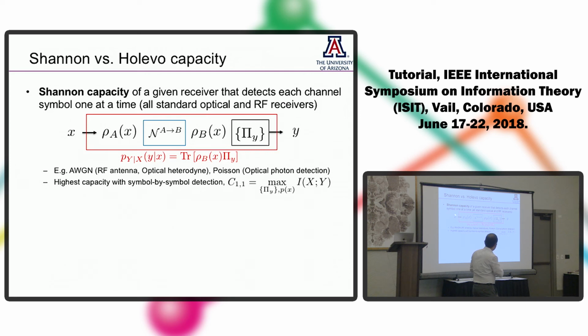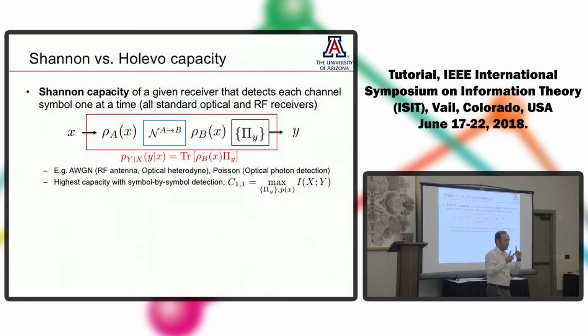The way I have drawn it here, it appears that the measurement is acting on every channel symbol. And if I take it to be that way, then I will get a P of y given x induced between this x and this y. And at that point, you can use all of Shannon theory tools, get the capacity, and you can maximize the capacity over the choice of your priors and the choice of your measurement. Okay? And that capacity I'm going to call C11.